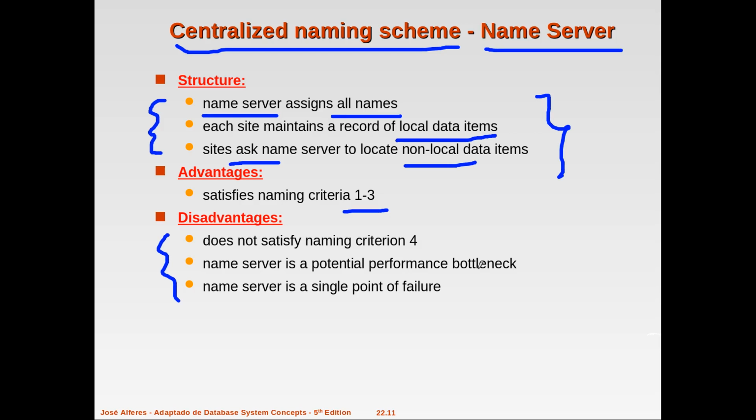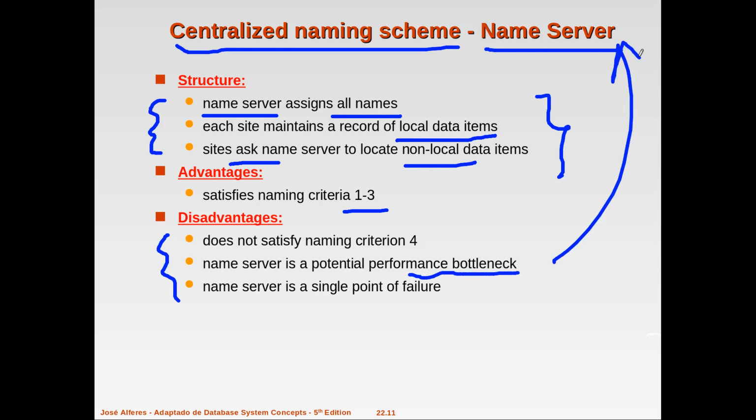Everything must be requested through the name server, so no site can create their own data item. It is possible only by referring to the name server. So the name server is a potential performance bottleneck here, because all the requests are moving towards this name server.